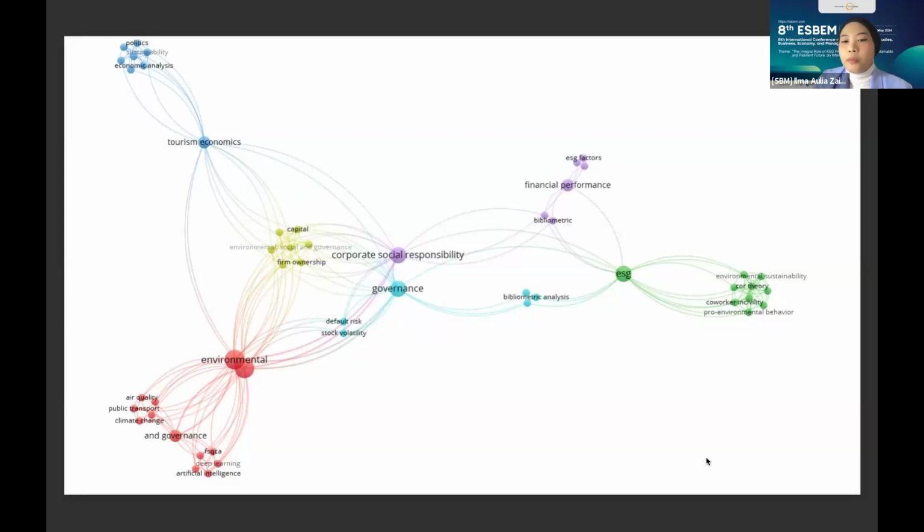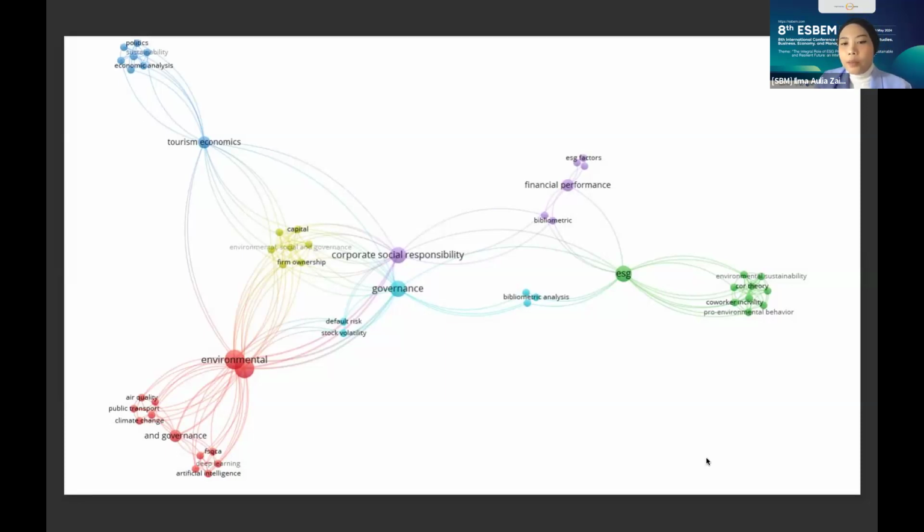To make it more detailed, as you can see here, environmental is in the red cluster. This cluster emphasizes the environmental aspects, reflecting the integration of sustainability and environmental concern, which are mostly found in CSR studies. And nodes like climate change and air quality are relatively recent, suggesting growing interest in those topics.